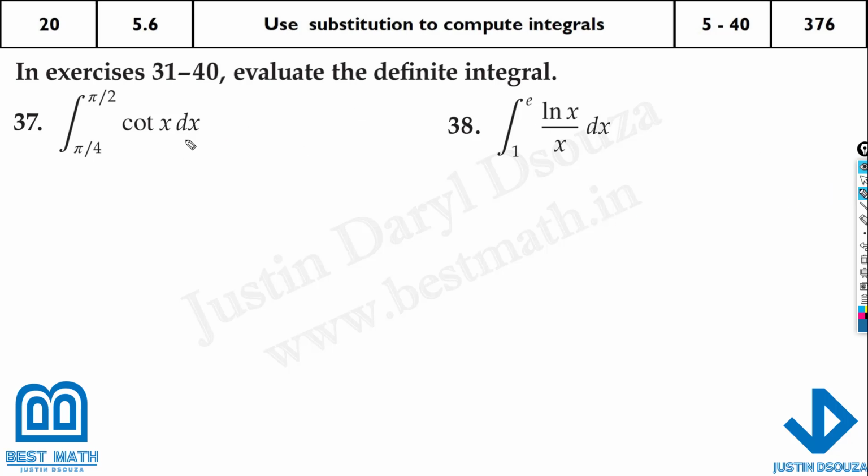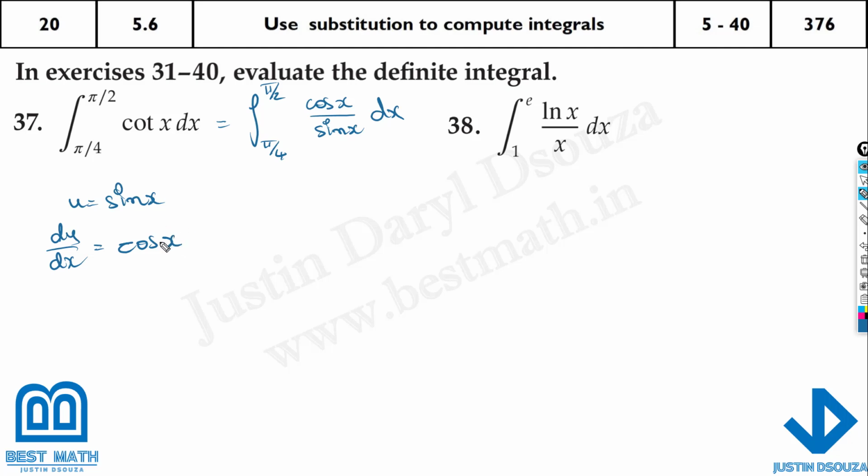What about these? Now, cotangent. Do we have any rule for cotangent? No. But we know cotangent is cosine by sine. So here, first the given question transforms to the integral from pi by 4 to pi by 2 of cotangent x, which is cosine x by sine x dx. Now whatever is in the denominator, you consider to be u. U is sine x. And then what we do is differentiate this. du by dx will be equal to positive cosine x.